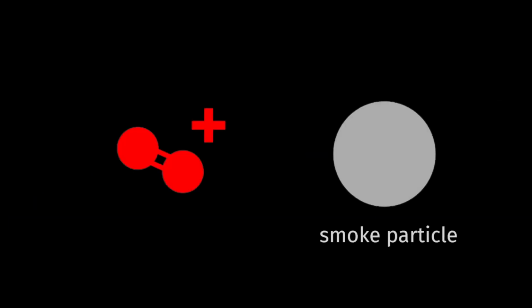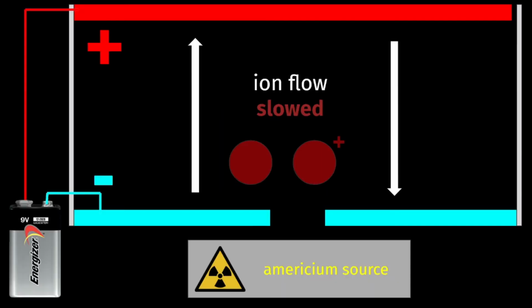When smoke enters the ionization chamber, the smoke particles can attach to the charged ions, which can either result in a heavier and therefore slower charged molecule, or even a neutral molecule, so a molecule without any charge, which wouldn't be attracted to either electrode. Either way, this slows down the flow of ions into the two electrodes. Therefore, this decreases the current, which, remember, is just the flow of ions and electrons into the two electrodes. If the decrease in current is large enough, the detector will realize this and sound the alarm.